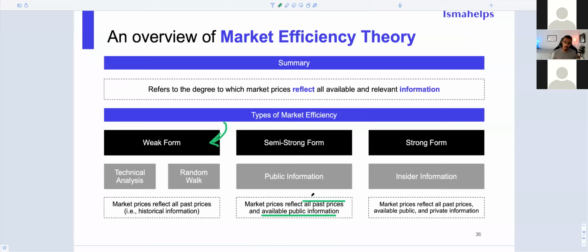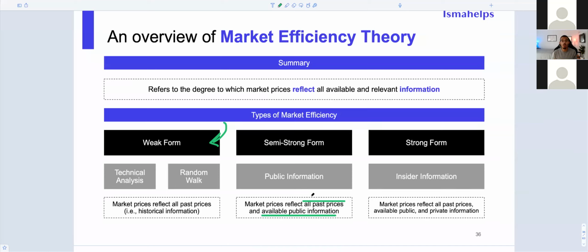And what's really cool here, and I'll tell you that in just a second once I'm done tying a bow on the strong form, is that there are some really good takeaways from this in terms of yourself in the future when you're going to want to invest. But let's finish off the strong form market efficiency theory here. If you have a strong form of market efficiency, this means that stock prices reflect not only all historical information, but also all available public information.